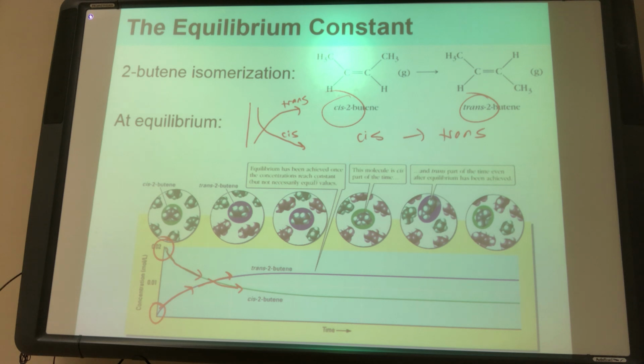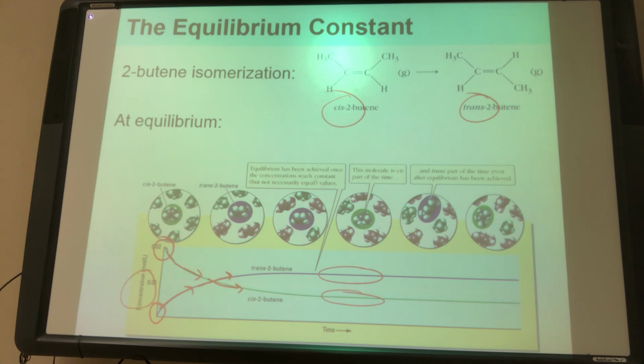You might think all the cis goes away and all the trans is made. What happens is the cis goes, the trans is made, but it isn't a completion. I don't lose all of the cis and I don't make only trans. It's going to even out and balance out at a certain point. So as they balance out, they get to this equilibrium where they flatline. Now they're at equilibrium, so there's no change in my concentration.